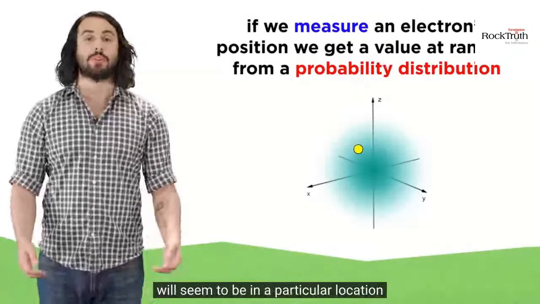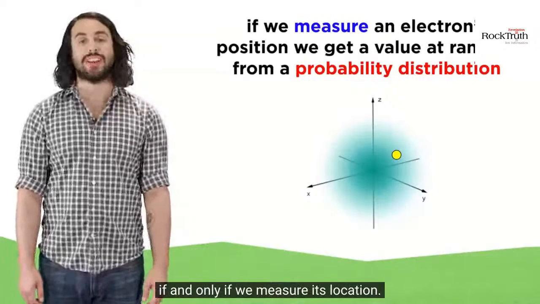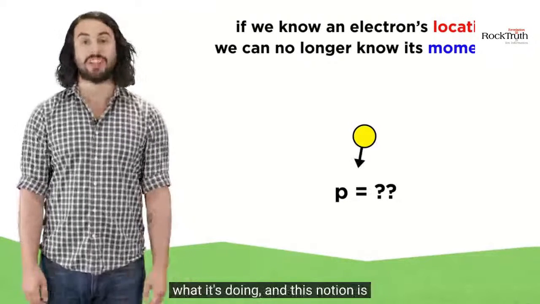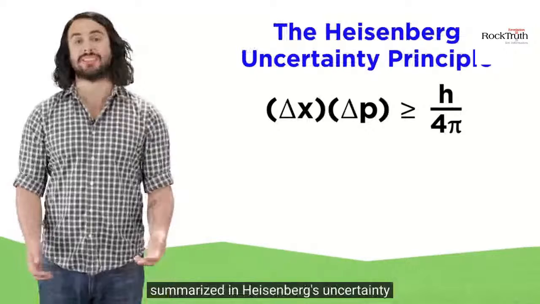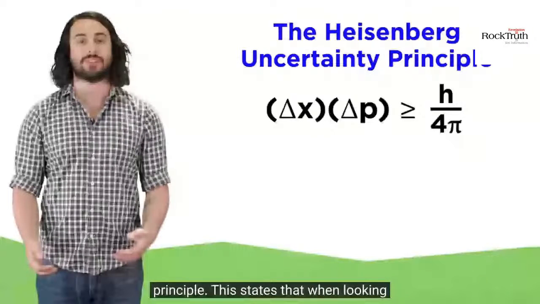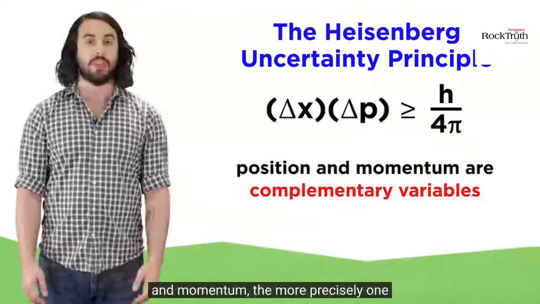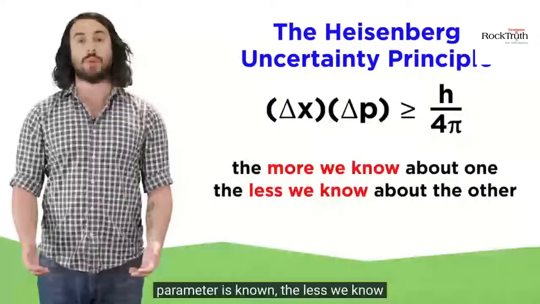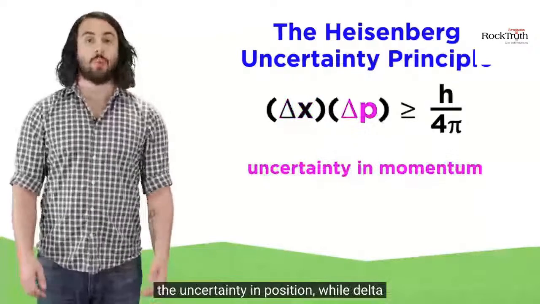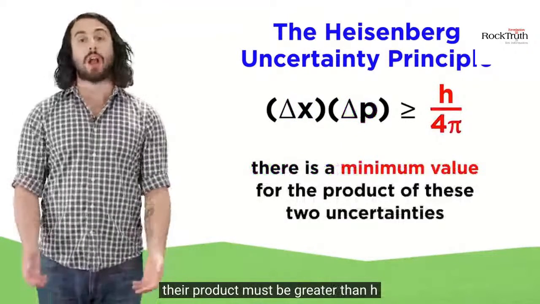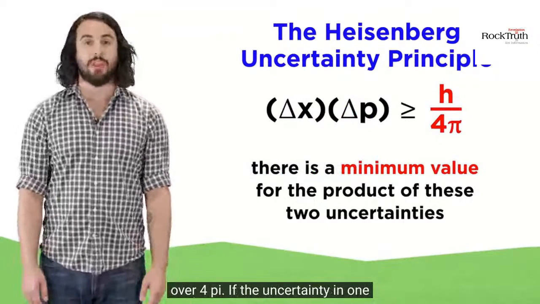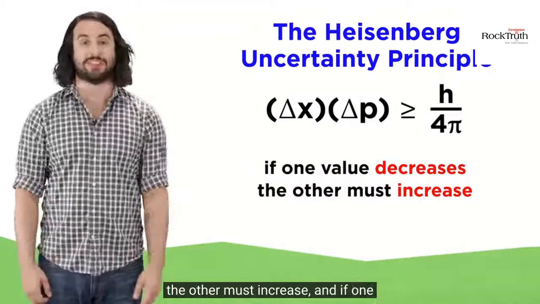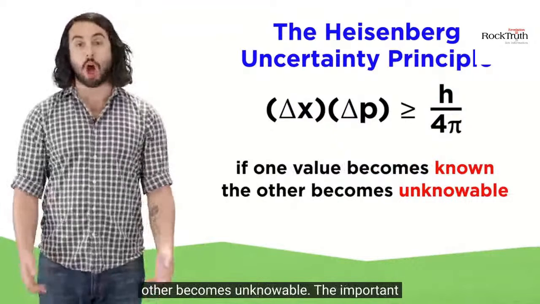An electron will seem to be in a particular location if and only if we measure its location. However, if we know its location, we can no longer know its precise momentum, or what it's doing. And this notion is summarized in Heisenberg's uncertainty principle. This states that when looking at complementary variables, like position and momentum, the more precisely one parameter is known, the less we know about the other. Here, delta x represents the uncertainty in position, while delta p is the uncertainty in momentum, and their product must be greater than h over 4 pi. If the uncertainty in one parameter decreases, the uncertainty in the other must increase, and if one becomes known with total certainty, the other becomes unknowable.